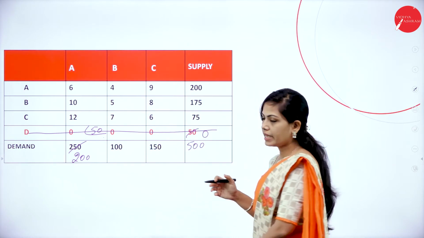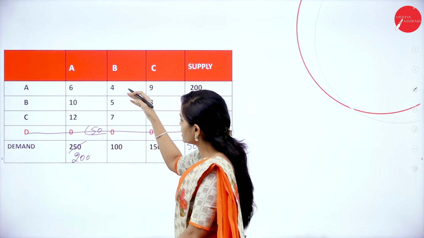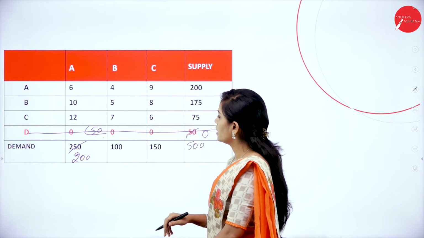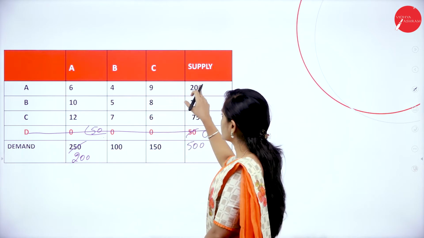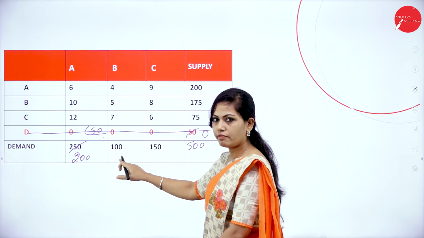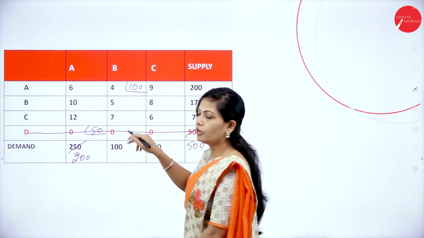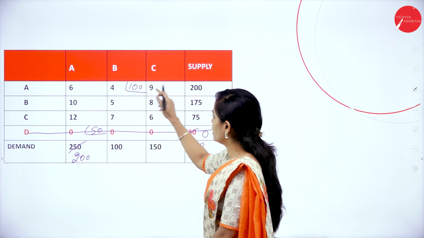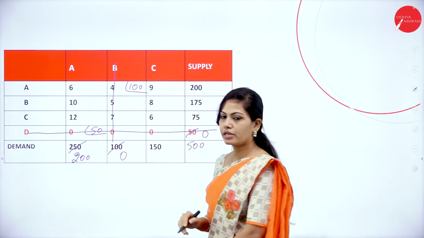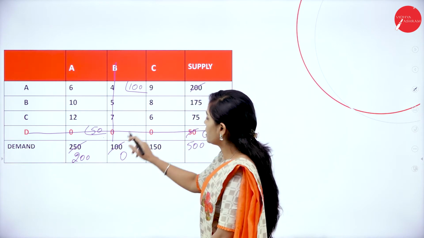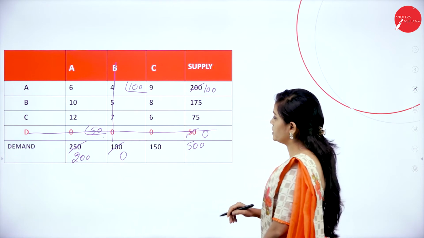And in the next step, again you consider the least value. The least value is 4. So, 4 is the least value. I will consider this cell. You just check the supply value and demand value. Demand value is lesser than supply value. I will allocate 100 rupees to this cell. It will become 0 and you can cancel this entire column, and 200 minus 100 is 100. In supply, we have 100 rupees.